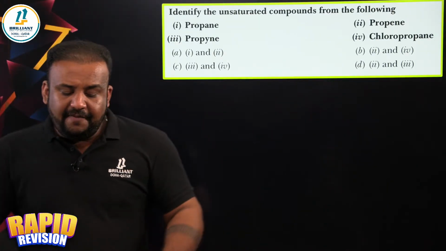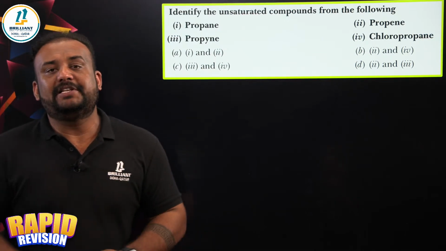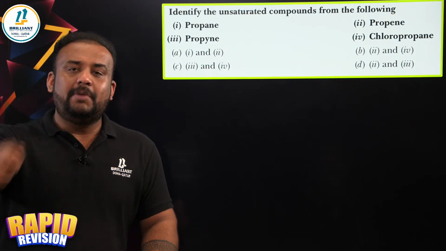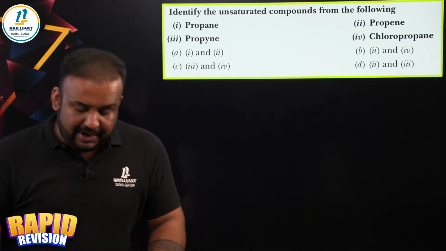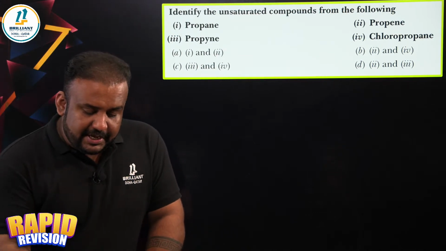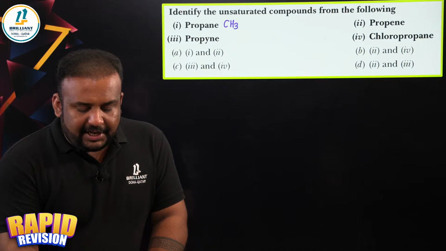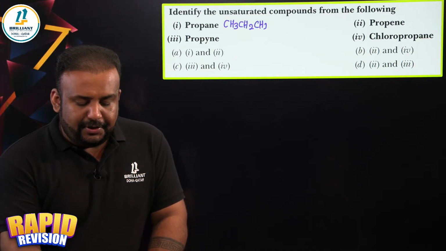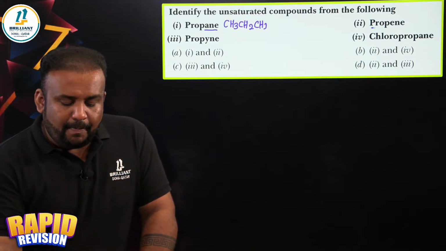Next question. Identify the unsaturated compounds from the following. Unsaturated means what? Having at least one carbon-carbon double bond or carbon-carbon triple bond. Correct? That is called as unsaturated. So here, first, propane. What is propane? Propane is CH3, CH2, CH3. This is all single bonds because you know that ANE is alkane.